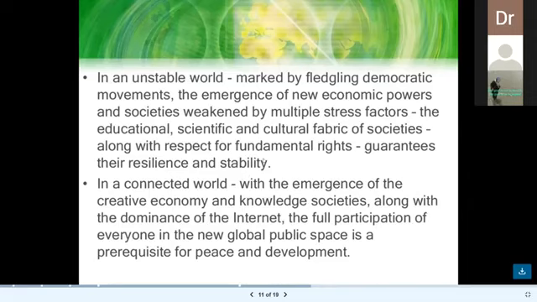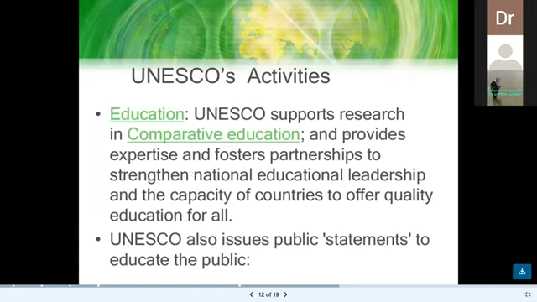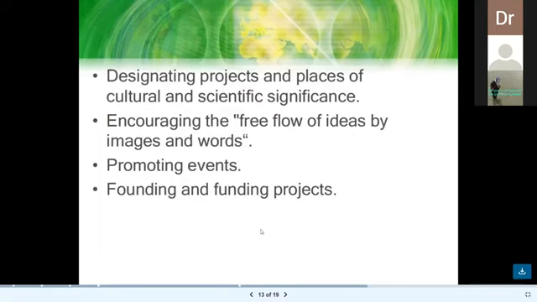So the main activities of UNESCO are, first, education. UNESCO supports research in comparative education and also provides expertise and fosters partnership to strengthen national educational leadership and the capacity of countries to offer quality education for all. It also issues public statements to educate the people. It also designates projects and places of cultural and scientific significance, encourages the free flow of ideas by images and words, and promotes events and funds projects, also encouraging the students.